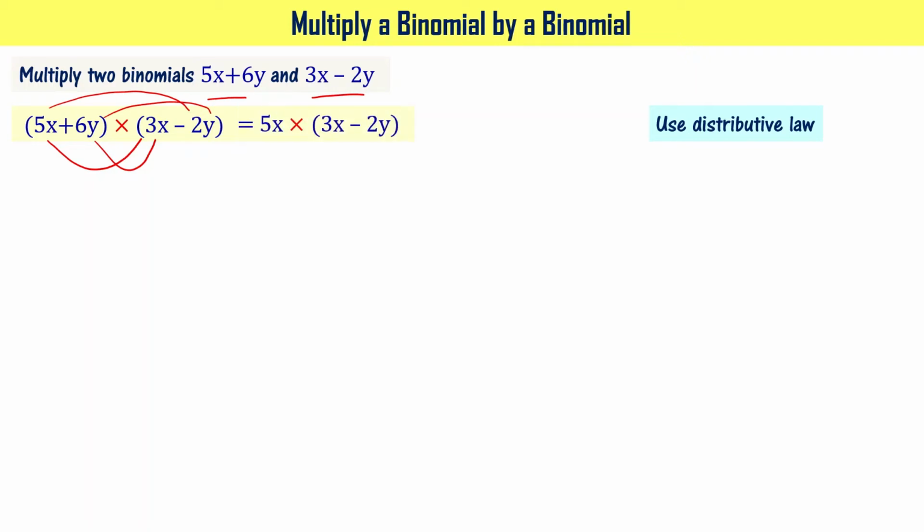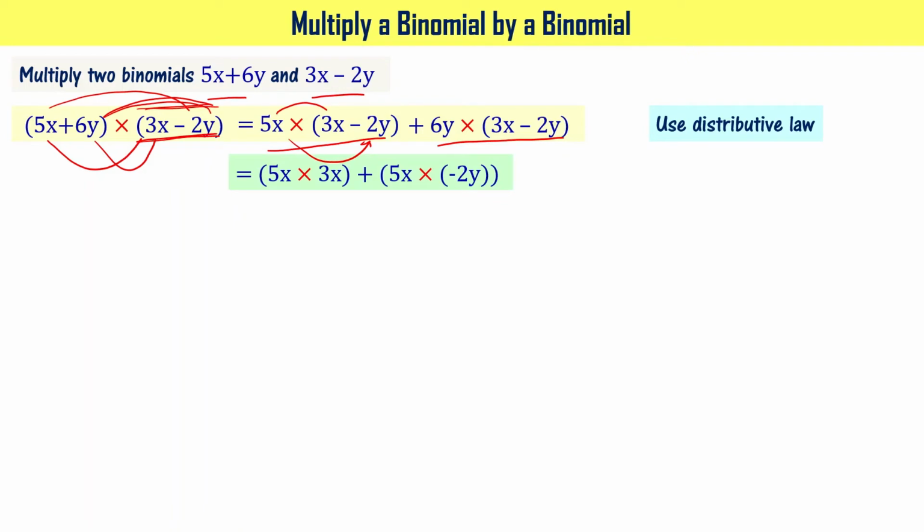5x times 3x minus 2y. Here I'll be having a plus sign now, and then plus 6y times 3x minus 2y. What we have done is we have taken this 5x and multiplied with 3x minus 2y, and then plus 6y multiplying this whole 3x minus 2y, right? We now know how to multiply this, right? You are going to take 5x times 3x, then 5x times 2y, like that.